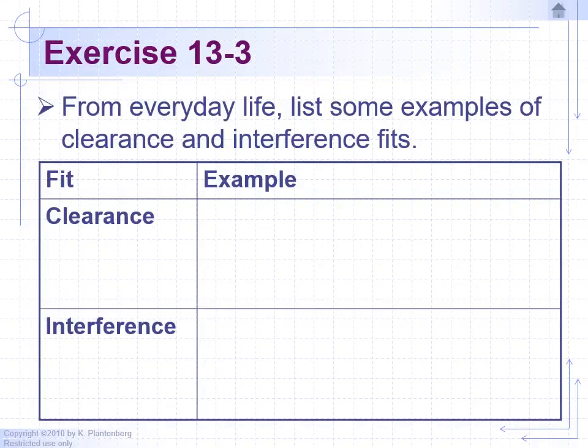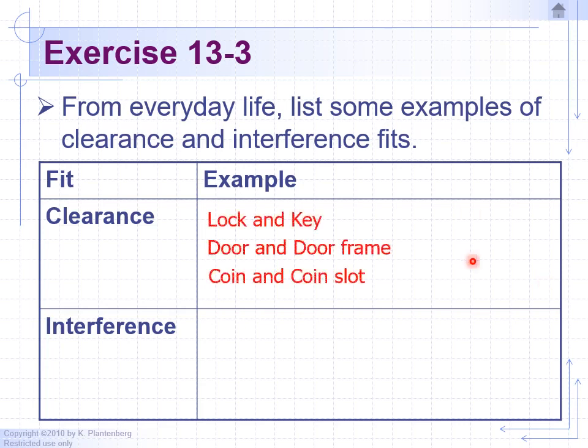Next slide. So where do you see clearance in the real world? A good example is when you open the door to your house, you insert the key. The key is always smaller than the keyhole. So the lock has the keyhole, and the hole will always be larger than the key. We always want clearance. We don't want a key that's larger, or else we won't be able to insert the key into the keyhole. Another example is a door.